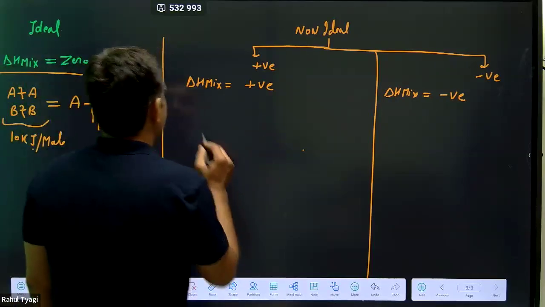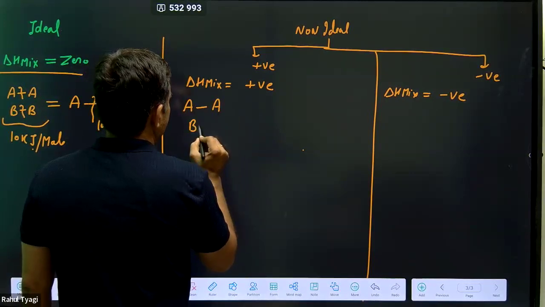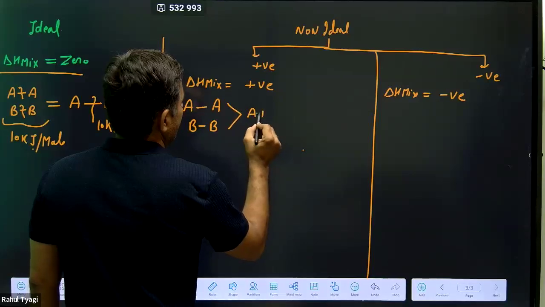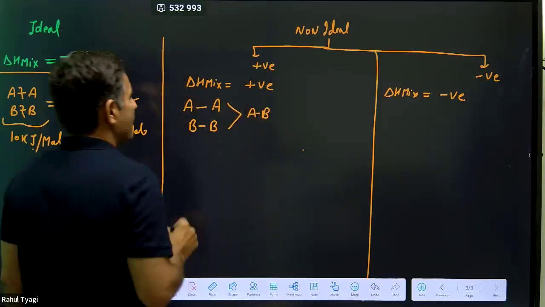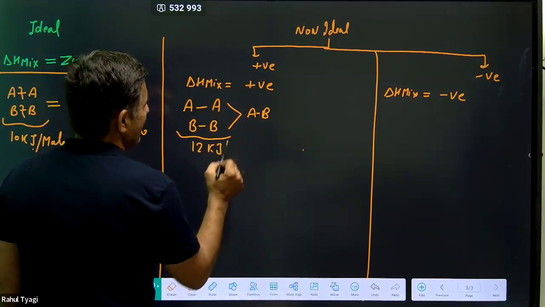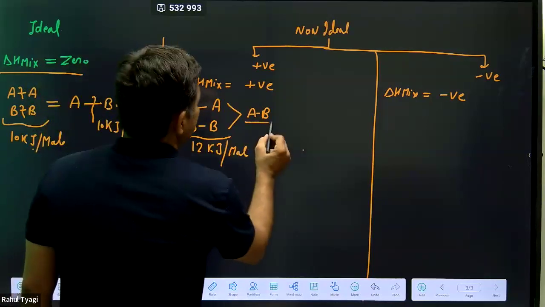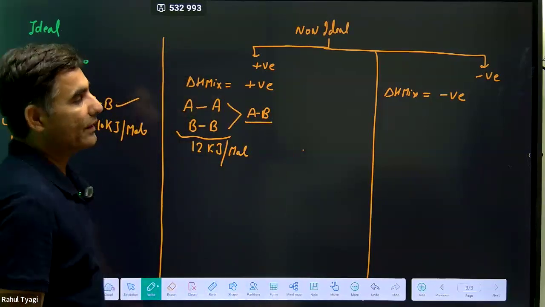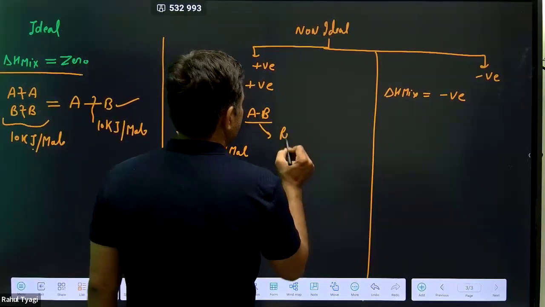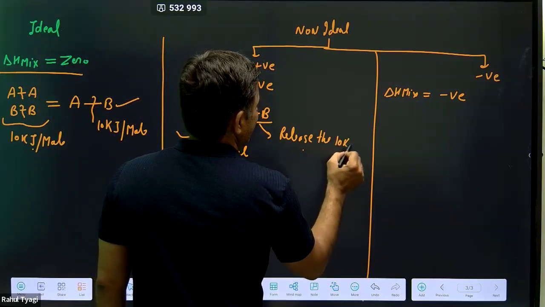Here, what will happen? Here, AA bond strength or BB bond strength is greater than AB bond strength. That means here 12 kilojoule energy is required, suppose, per mole. But the new bond is a weaker bond. Might be it releases the 10 kilojoule energy.